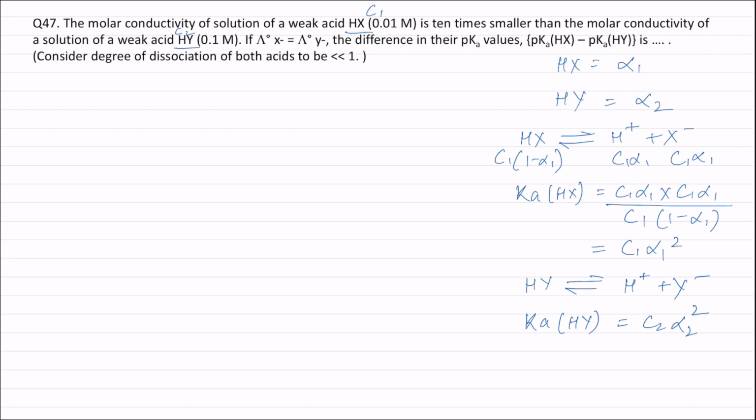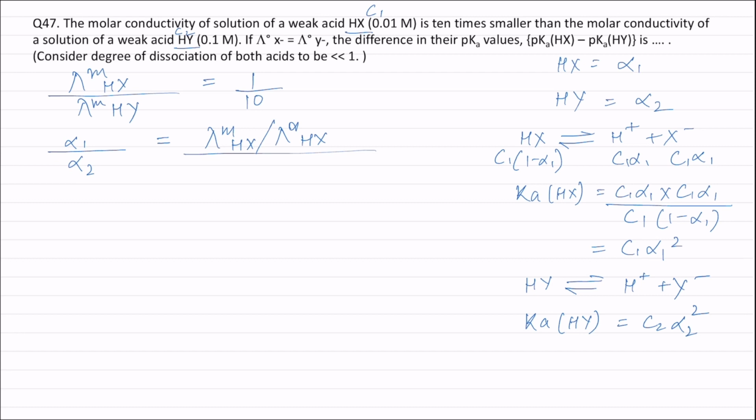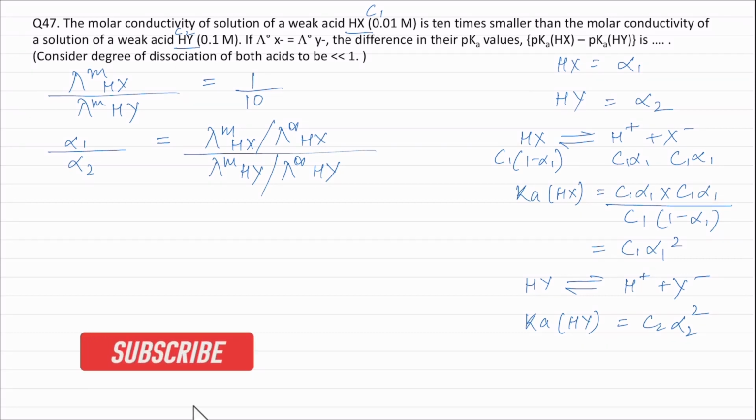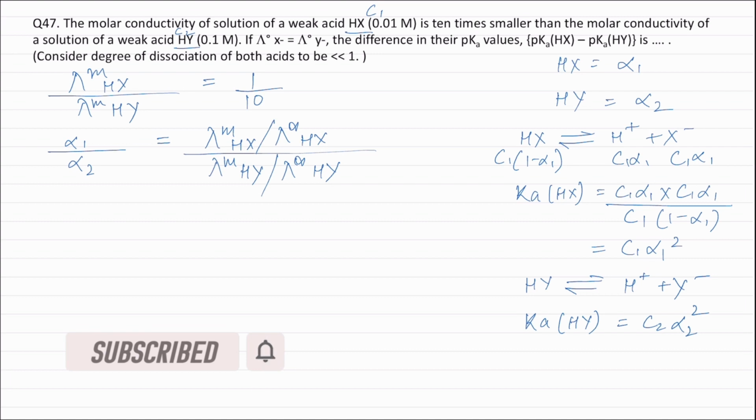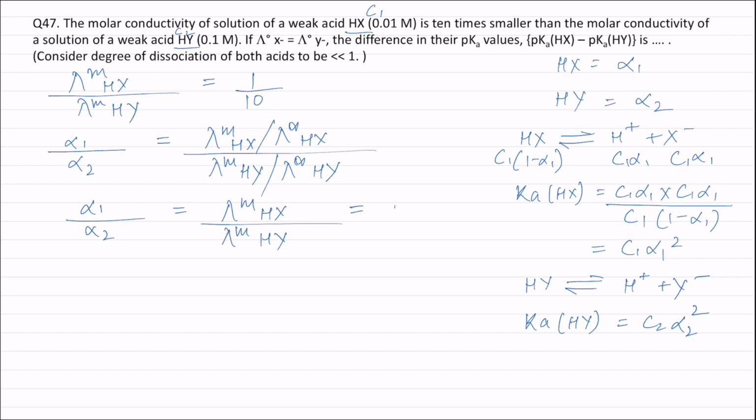Now according to the question, molar conductivity of HX divided by molar conductivity of HY is equal to 1 by 10. Now alpha 1 divided by alpha 2: the value of alpha 1 will be equal to molar conductivity of HX divided by conductivity at infinite dilution of HX, and alpha 2 will be equal to molar conductivity of HY divided by conductivity at infinite dilution of HY. Now since the limiting equivalent conductance of X minus and Y minus ions are the same, therefore the equivalent conductance at infinite dilution of HX and HY will also be the same. Therefore alpha 1 by alpha 2 will be equal to molar conductivity of HX divided by molar conductivity of HY, and this is equal to 1 by 10.